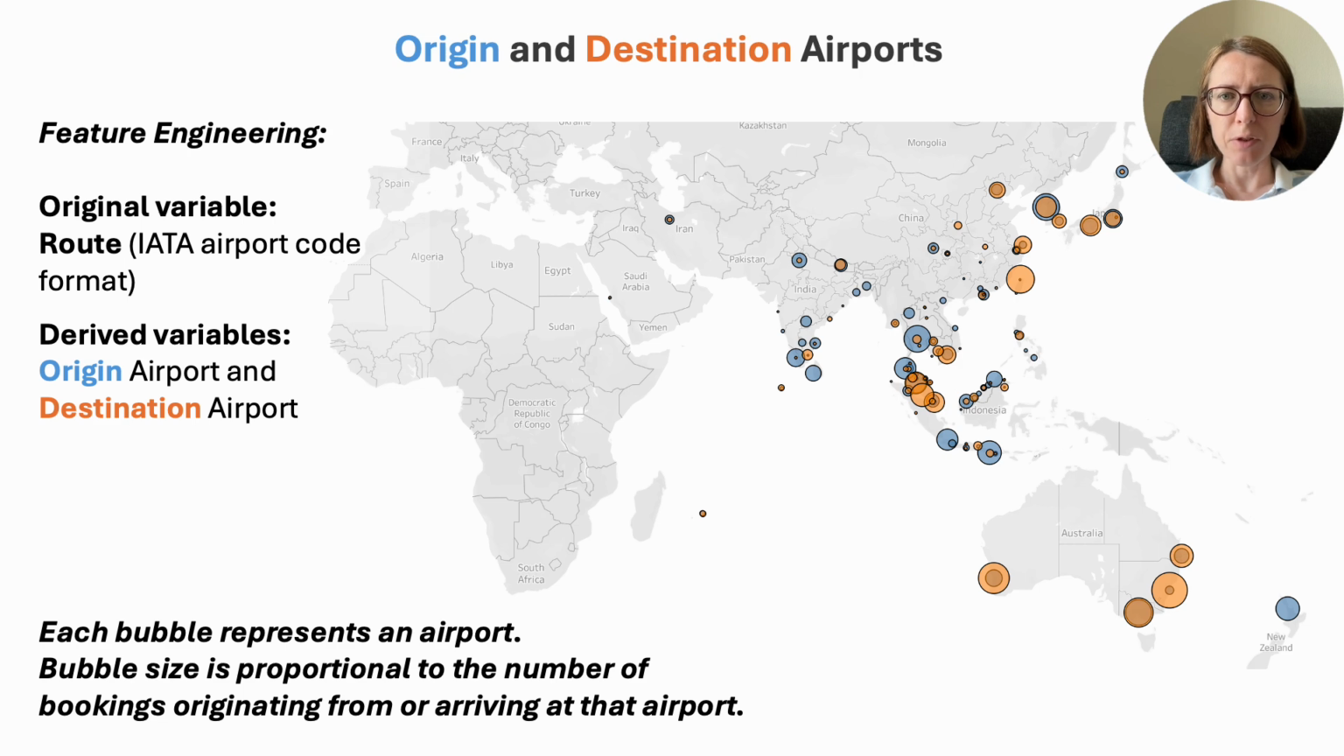The original dataset did not contain separate origin and destination airports. Instead, each flight was stored as a single route using IATA airport codes. Therefore, the first step was feature engineering. I split the route into two new variables, origin airport and destination airport. This allowed us to analyze where journeys started, where they ended, and how booking activity was distributed across the network. Each bubble on the map represents an airport, and the bubble size is proportional to the number of bookings associated with that airport.